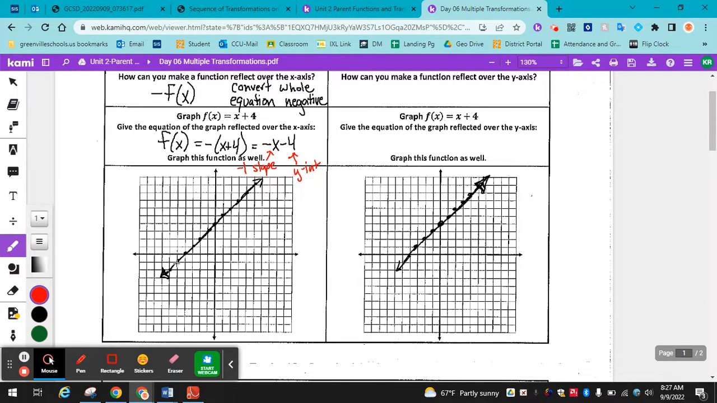So my y-intercept's -4. 1, 2, 3, 4. And you can tell that's right because I was at +4, reflect it over my x-axis, which is 4 to get to my line of reflection, 4 spaces to get to my other side. And then I have a slope of -1, down 1, right 1, down 1, right 1, down 1, right 1, up 1, left 1, up 1, left 1, up 1, left 1.